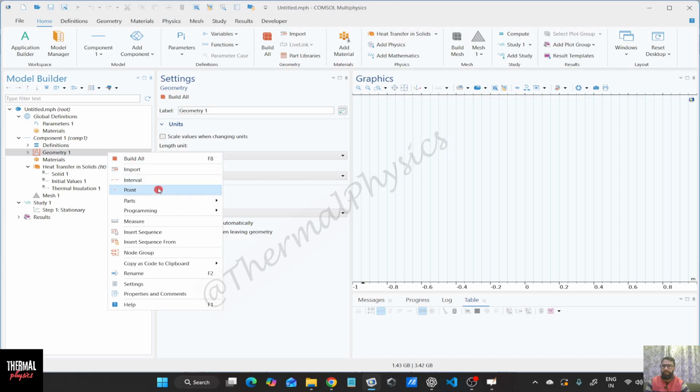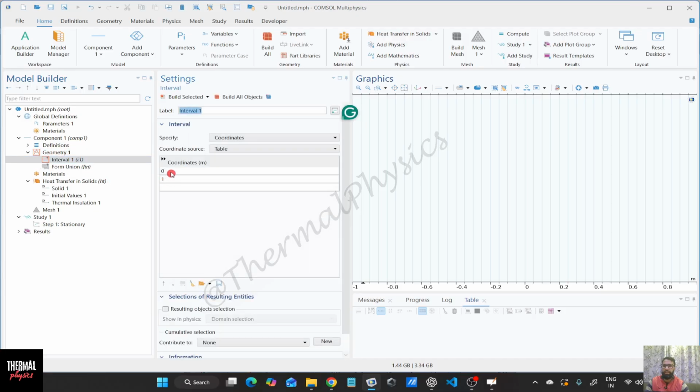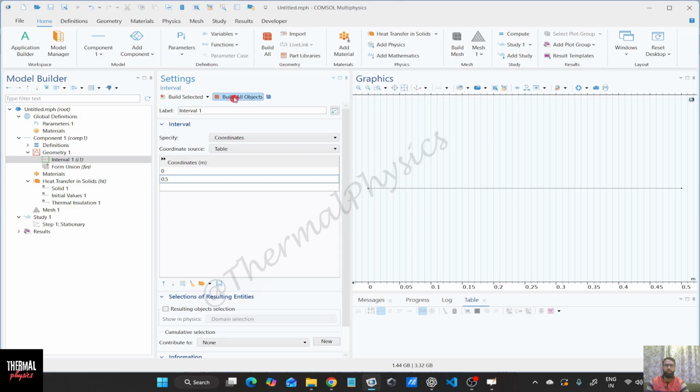So first we have to make a line segment. So interval. This is the line segment from 0 up to our width, which is 0.5. We'll build it. So we have our line. So this is basically the thickness of the wall along one dimension only.